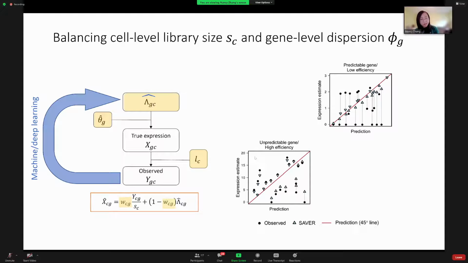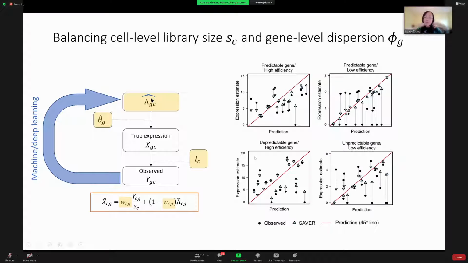And in the opposite scenario where you have a highly erratic gene, okay, that cannot be predicted well, and you have a high efficiency experiment, so LC is big. In that case, you probably just want to rely on your original observed data point and forget about lambda hat. So the nice thing is that with a statistical model, you don't have to worry about this step, it's taken care of. The W automatically adjusts.